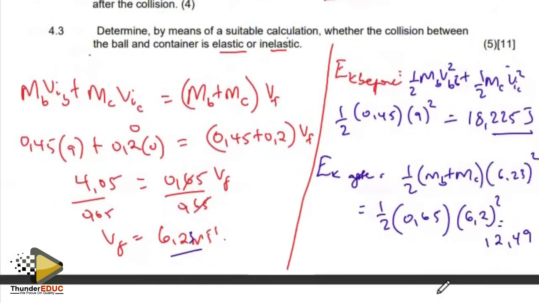And the fact that the kinetic energies before and after are not the same, therefore the collision is inelastic. The reason is that EK before is not the same as EK after.